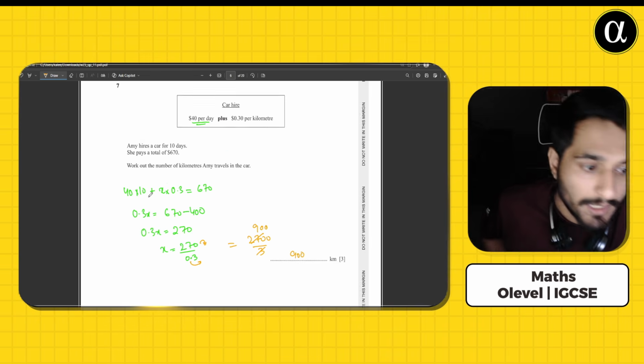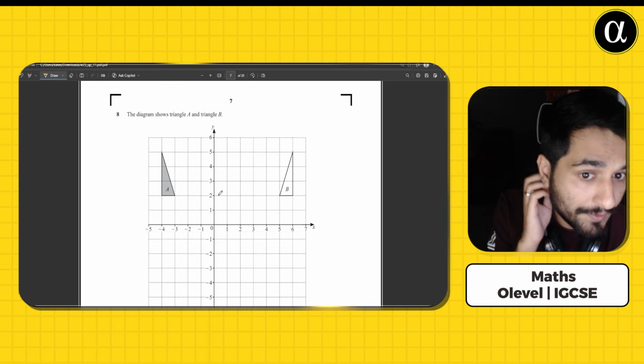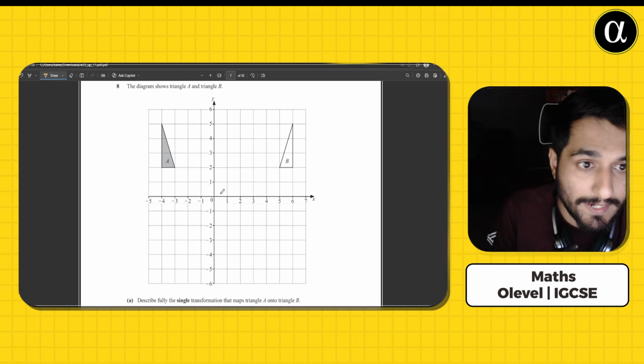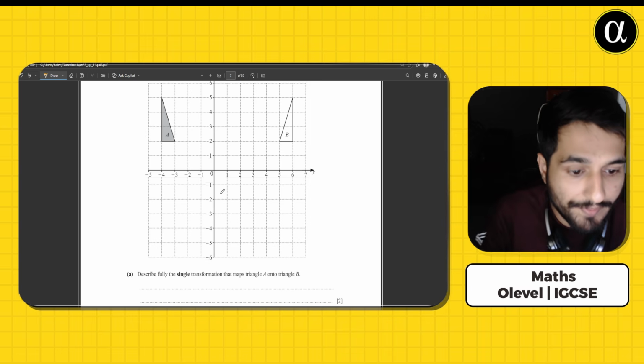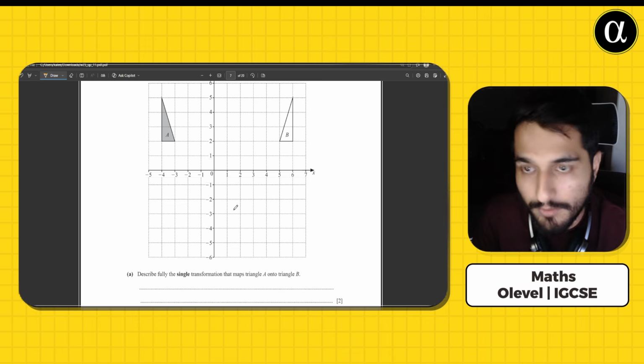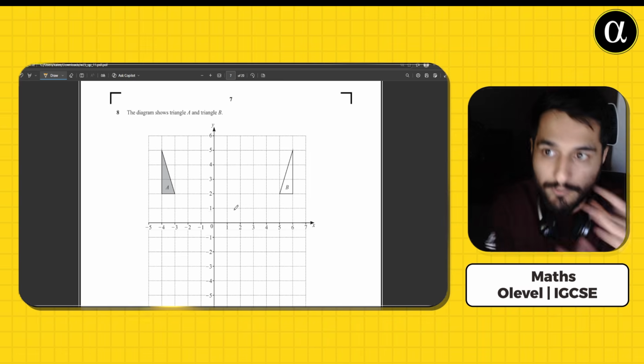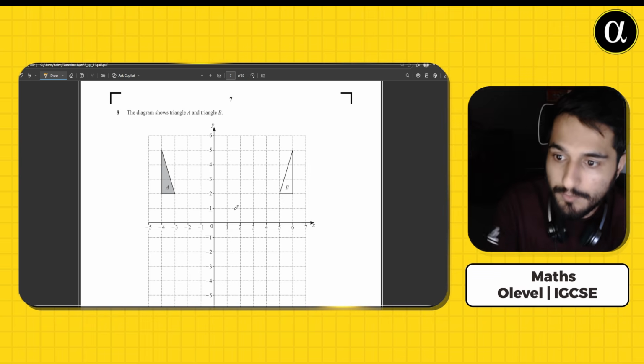Here we go. Transformation. The diagram shows triangle A and triangle B. Describe fully the single transformation that maps A onto B. So we are going from A to B. So what will we do?